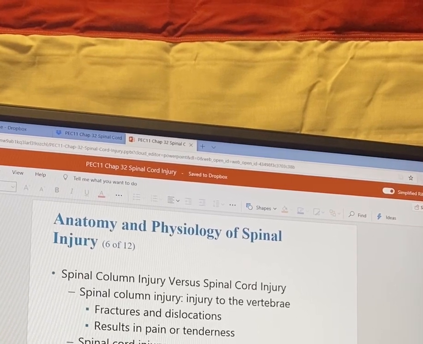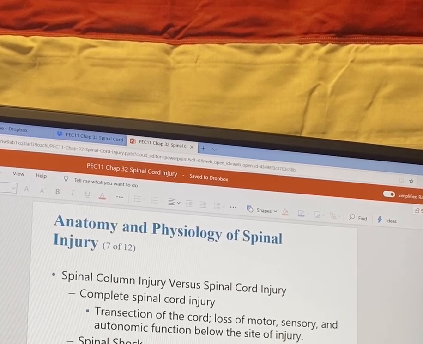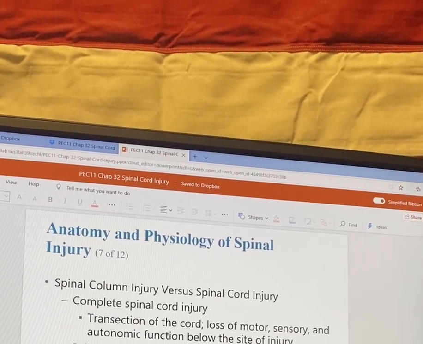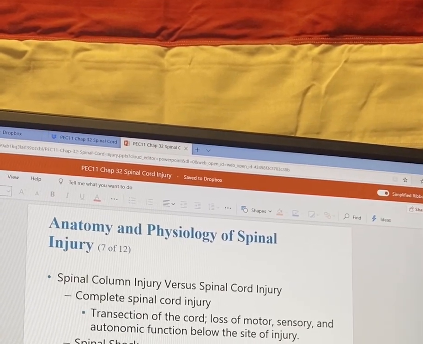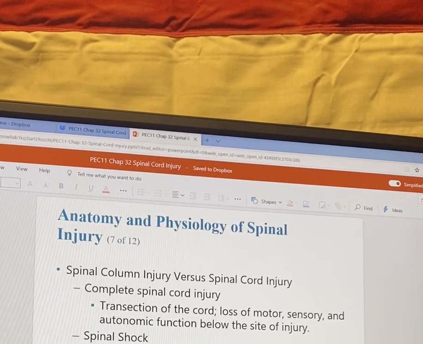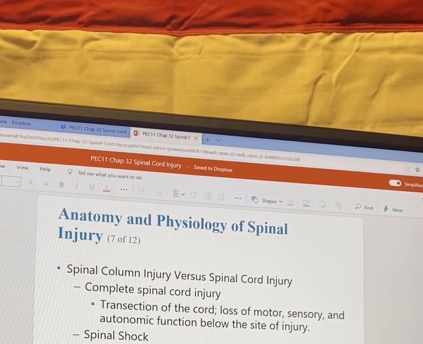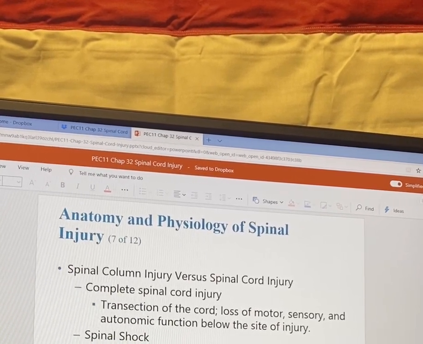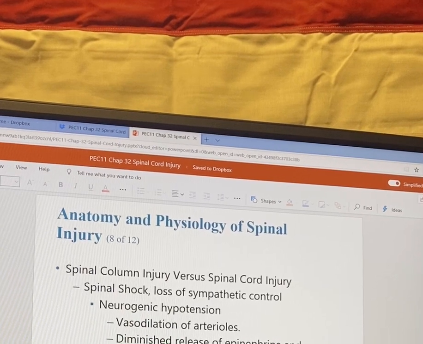However, it does not imply that there is an actual vertebral fracture. Okay? A patient in spinal shock can present with complete paralysis that might resolve within 24 hours to several days after the injury. And a lot of times they'll use steroids with these to decrease the swelling.